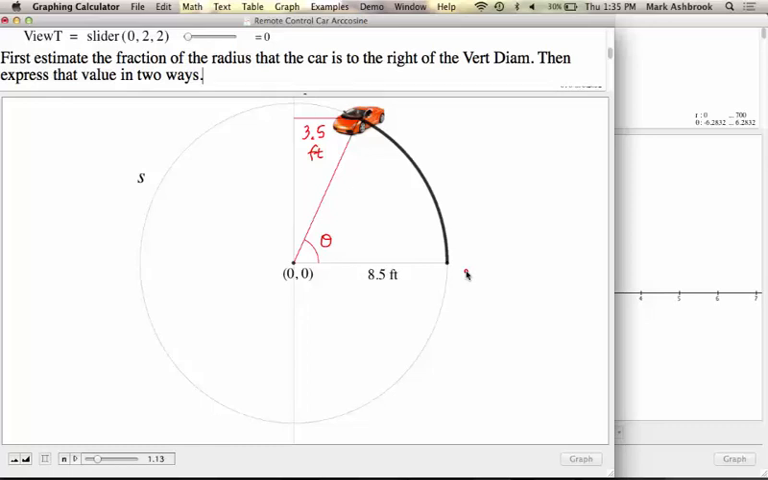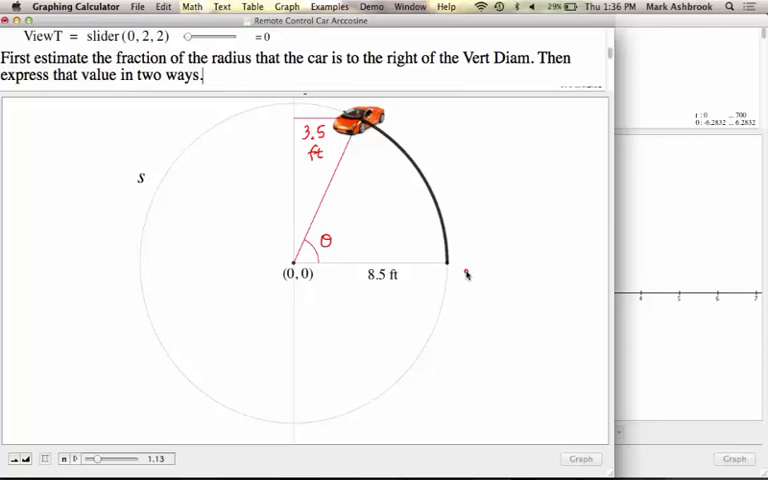Jacob, what do you think? What would you estimate it to be? Well, I said cosine 3. You just estimate, just guessing what it is. The right vertical diameter. So your estimate is? 4.25. Okay, so that's 4.25.